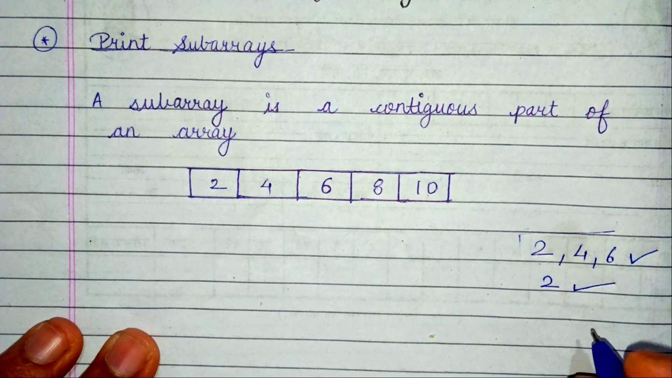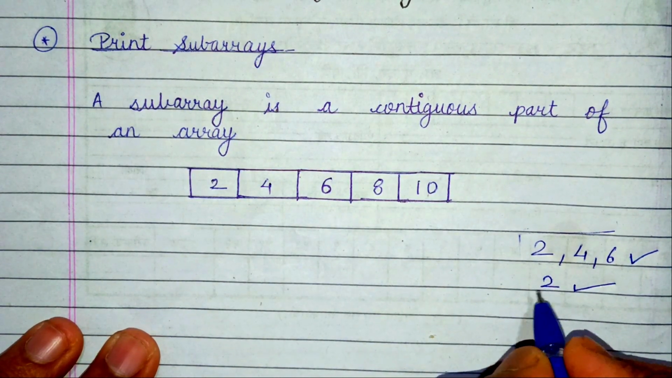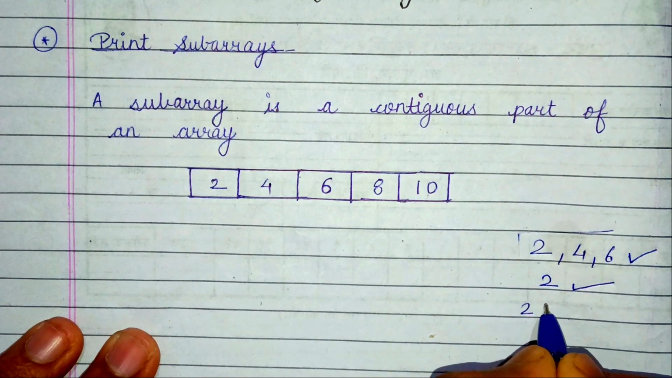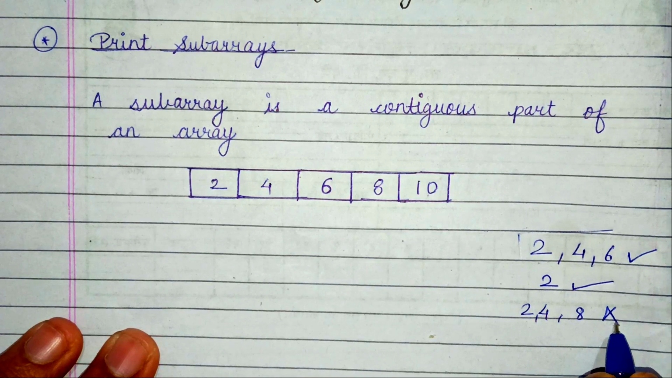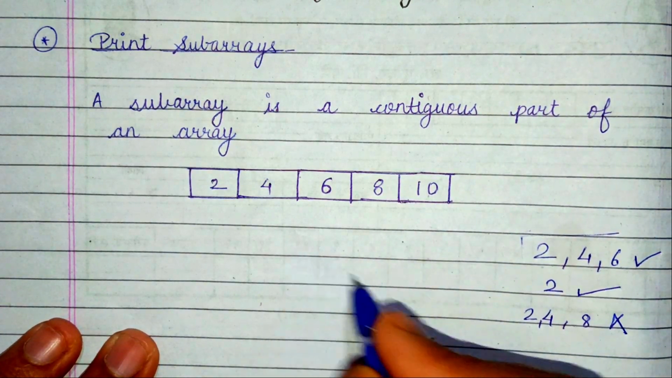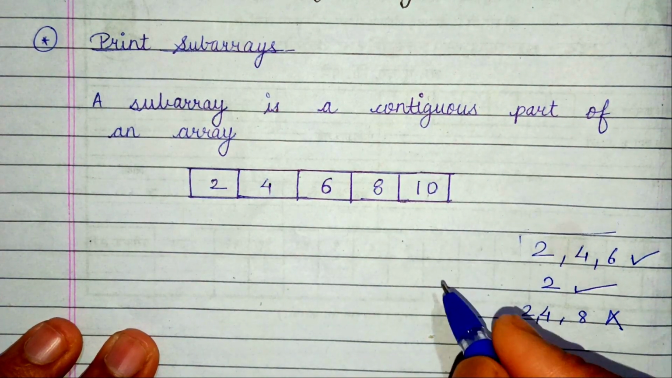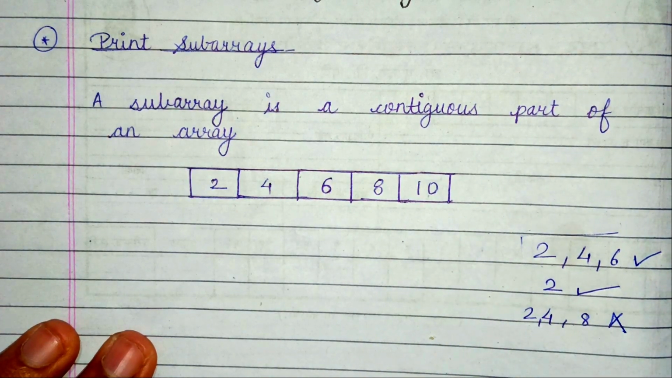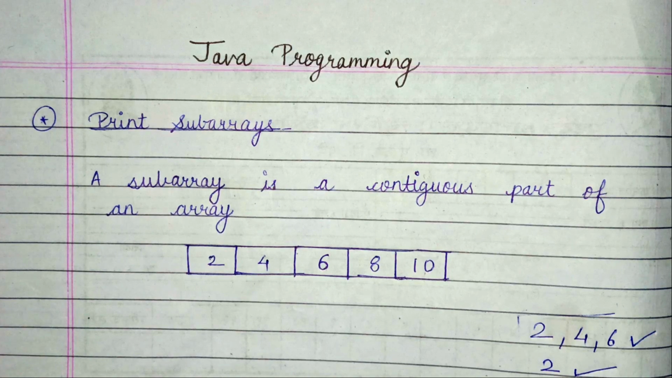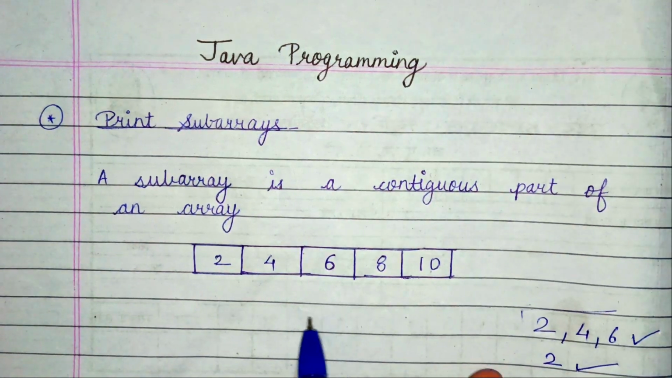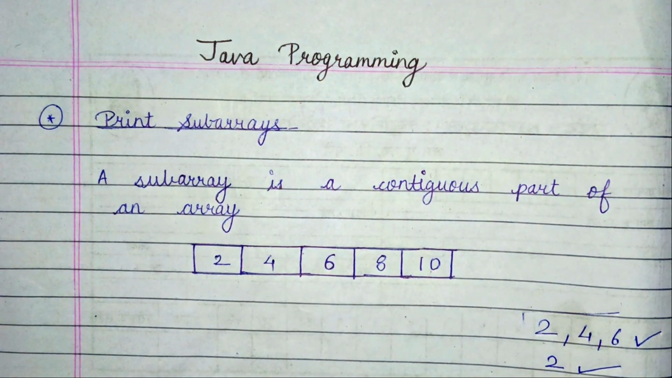And let's take another example, 2 4 and 8. It is not a subarray because it is not a continuous part of the array. Okay, we have to print all the subarrays from this array.